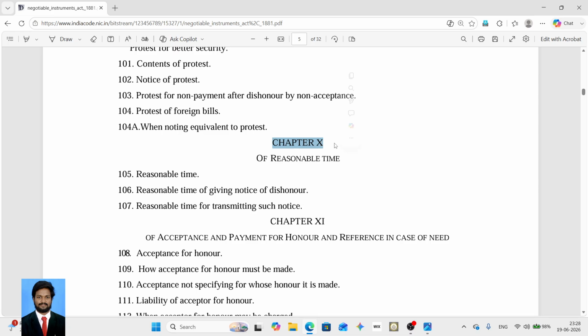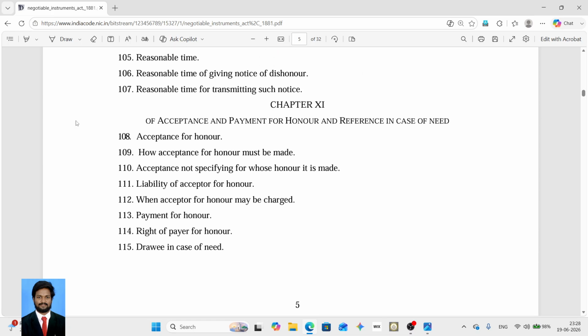Then chapter 10 of reasonable time. 105 reasonable time. 106 reasonable time of giving notice of dishonor. 107 reasonable time for transmitting such notice. Then chapter 11 of acceptance and payment for honor and reference in case of need. 108 acceptance for honor. 109 how acceptance for honor must be made.